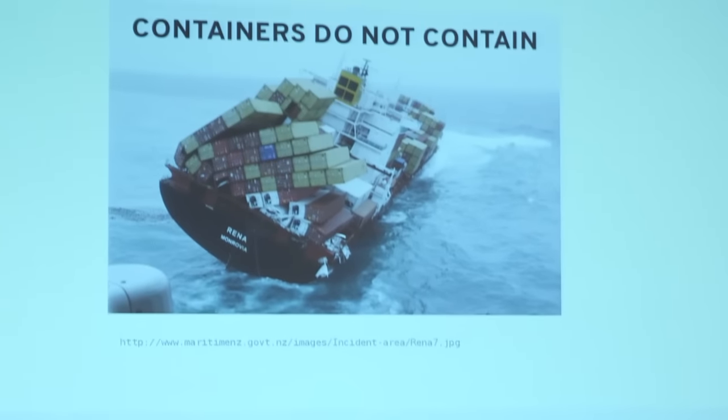This quote, if you Google, you will find my picture next to it, okay? So I started about a year and a half ago working on Docker, and I started looking at the security of it. And the first time I gave this presentation, I came up with the quote, containers don't contain.